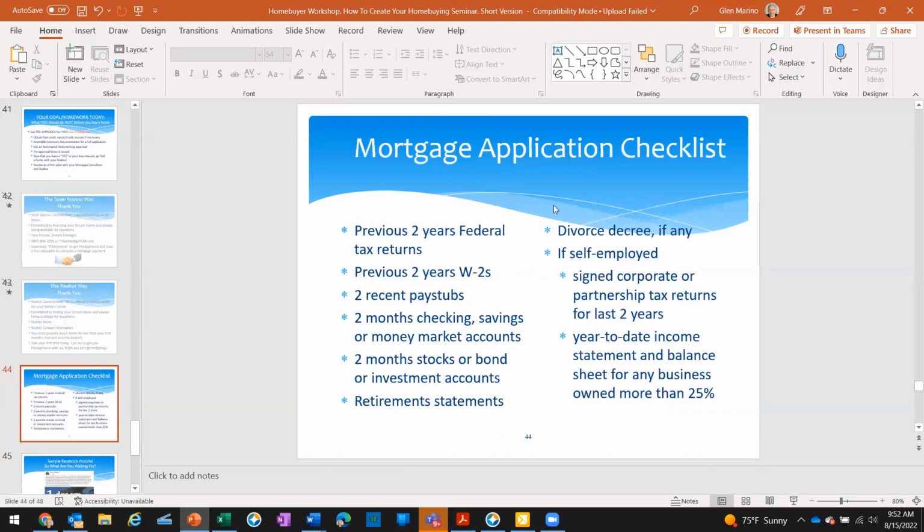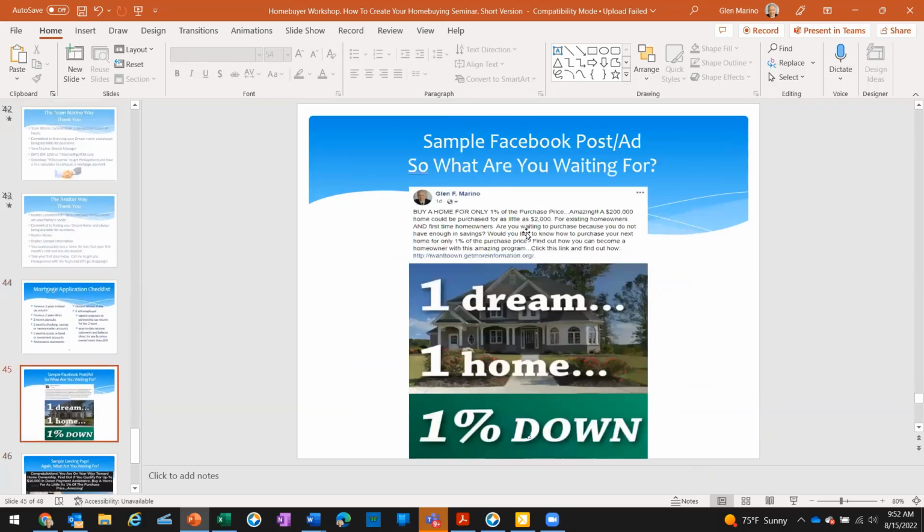Here's a small list of mortgage application documents that you would need to get pre-approved. And here's some sample Facebook ads. So what are you waiting for, realtors?